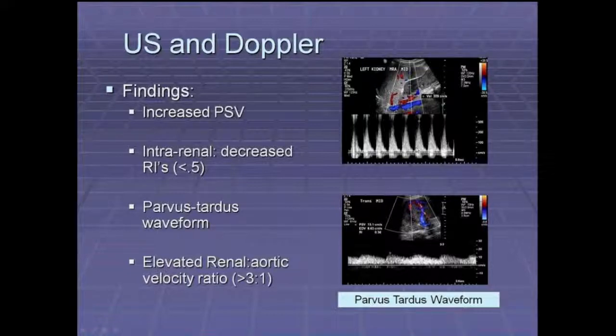There's increased peak systolic velocity here, greater than 300 centimeters per second. The intrarenal RIs are decreased, and you'll see a parvus tardus waveform. Why? Because it's blunted due to upstream stenosis. In this case, there's an elevated renal aortic ratio greater than 3, which really signifies that this patient has renal artery stenosis of the main renal artery.